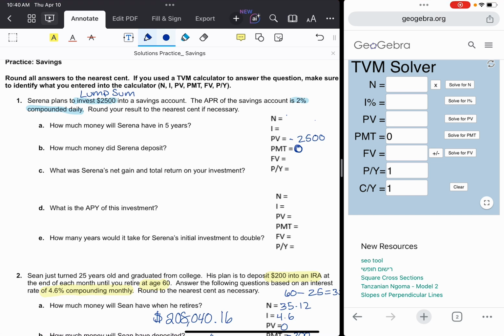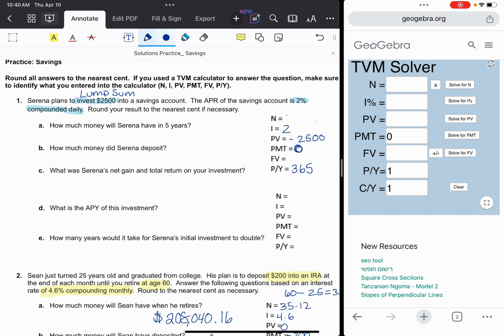All right, next up, I'm given that annual percentage rate, and that is 2%, and it's compounded daily. So daily means 365 times in 1 year. And so remember, we treat the payments per year and the compounding per year as the same value, which is why I filled in that P/Y. And I have that interest rate of 2%.